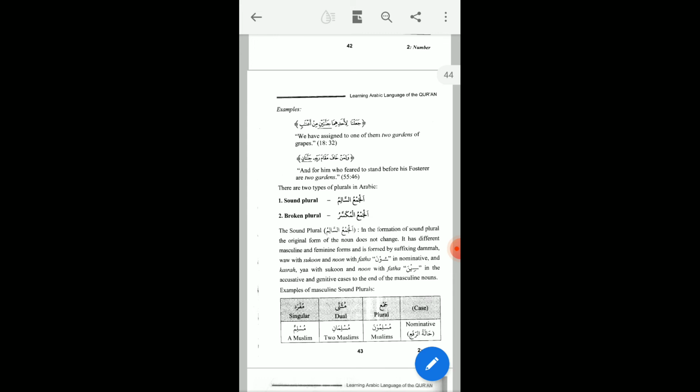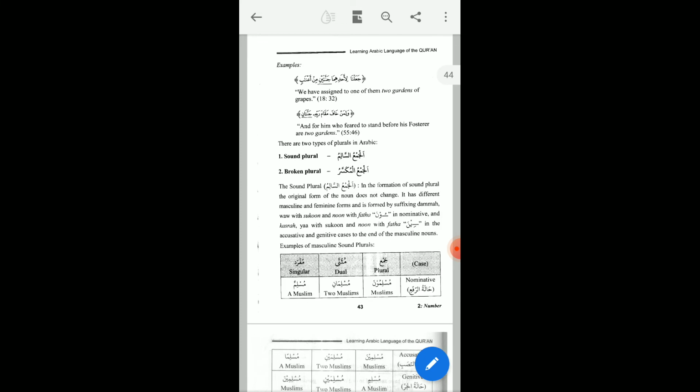It would not be jannatani, because that's nominative case. These two gardens have been used as object in this sentence, in this verse. It's not used as a subject. So it would be jannataini. Ja'alna li ahadihima jannataini min a'nab, that are of grapes, two gardens of grapes.